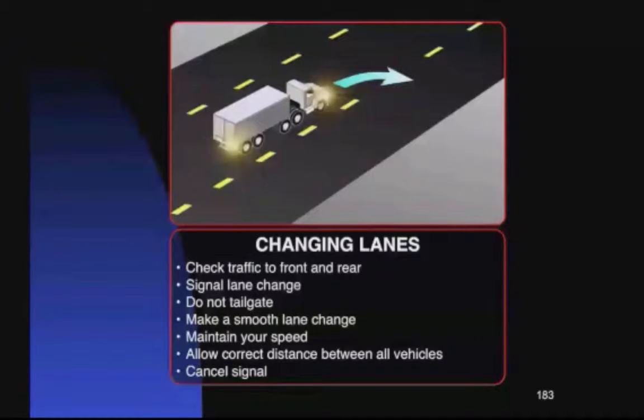Changing lanes. Check traffic to the front and rear. Signal the lane change. Do not tailgate. Make a smooth lane change. Maintain your speed. Allow correct distance between all vehicles and cancel your signal.